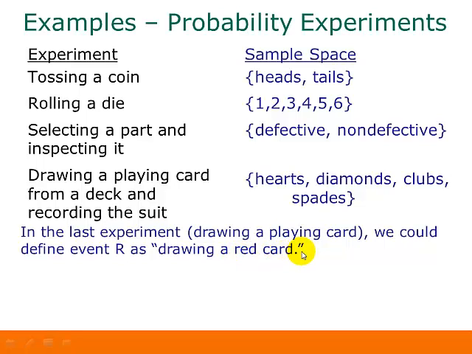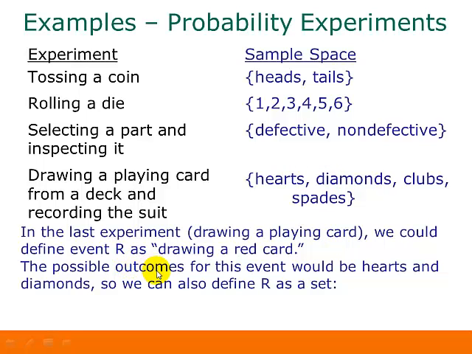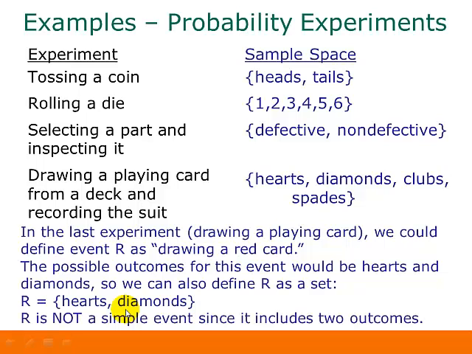Now, in that last experiment of drawing a playing card, we could define an event R as drawing a red card. Since there are 2 of these suits that include red cards, our possible outcomes for the event would be hearts and diamonds. So we could also define R as a set and just include the 2 outcomes that would be possible in that event, which would be hearts and diamonds. Now, R is not a simple event because it includes 2 outcomes instead of just 1.